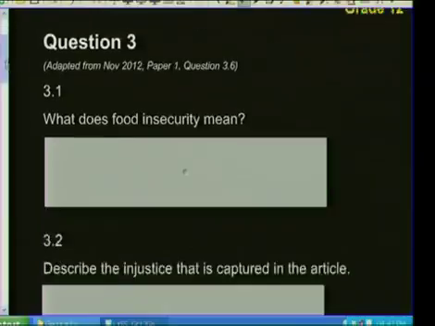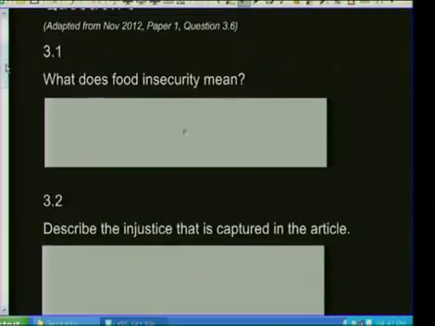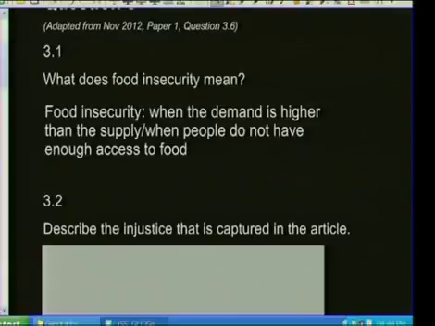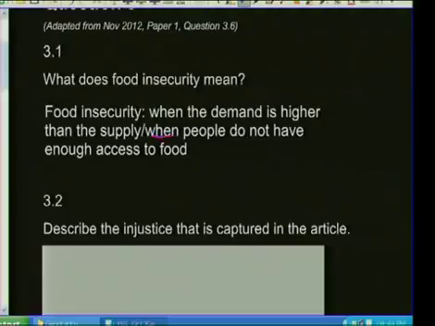All right? So obviously, food insecurity is when there isn't sufficient food for people of a country to lead a healthy life. But I want you to look at this, learners. Food insecurity is when the demand for food is higher than the supply, when people do not have enough access to food. Now you know, but I would prefer that you learn the full definition: when people do not have access to food in order to live a healthy life. That is your best definition, all right? I'd like you to learn the full definition.